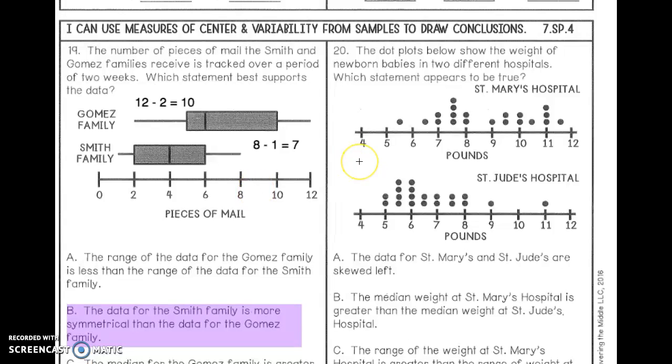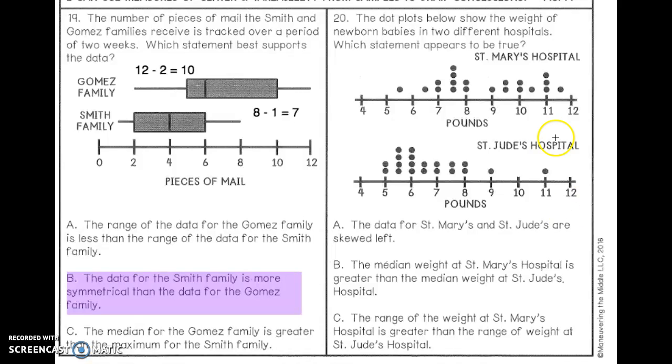All right, number 20. The dot plots below show the height of newborn babies in 2 different hospitals. Which statement appears to be true? A: The data for St. Mary's and St. Jude's are skewed left. Well, that might be true for St. Jude's, but not St. Mary's. B says the median weight at St. Mary's Hospital is greater than the median weight at St. Jude's Hospital. And then C says the range of weight at St. Mary's Hospital is greater than the range of weight at St. Jude's.